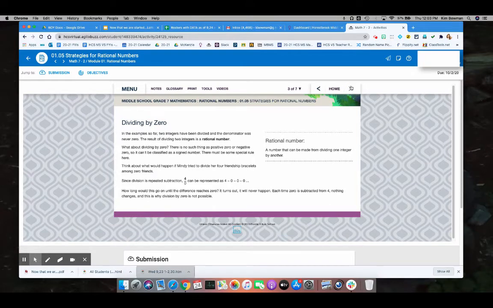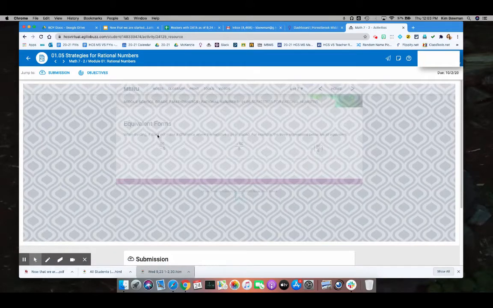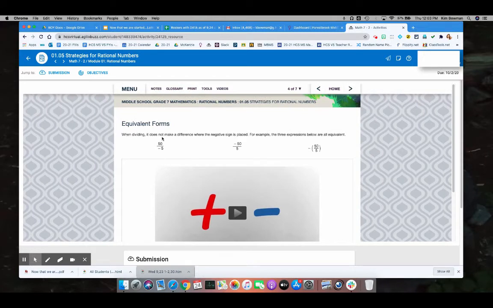Okay, then go to the next slide. Equivalent forms. When dividing, it doesn't make a difference where the sign is placed. For example, the 3 expressions below are all equivalent, which means equal or the same.